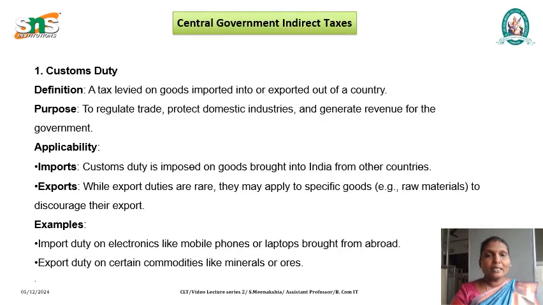Let's move on to the indirect taxes levied by the central government. The first one is customs duty. A tax levied on goods imported into or exported out of a country is called customs duty. The main purpose of this tax is to regulate trade, protect domestic industries and generate revenue for the government. Import duty on electronics like mobile phones or laptops brought from abroad is an easy example.